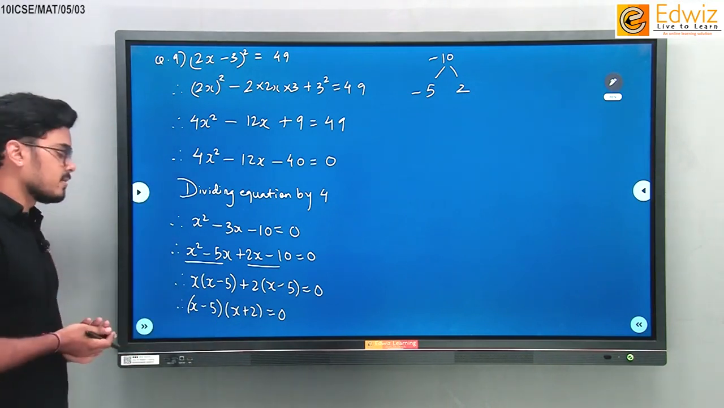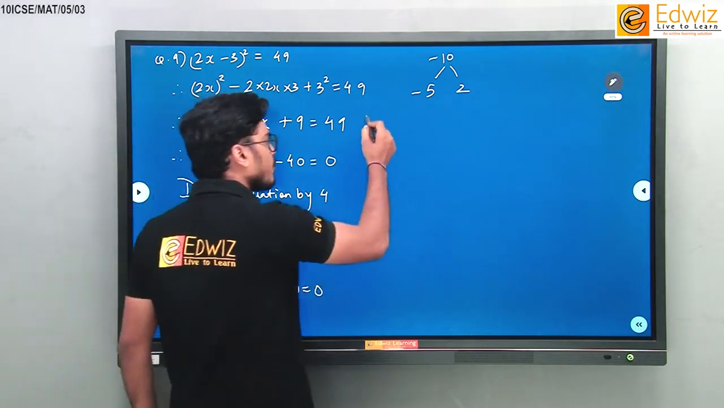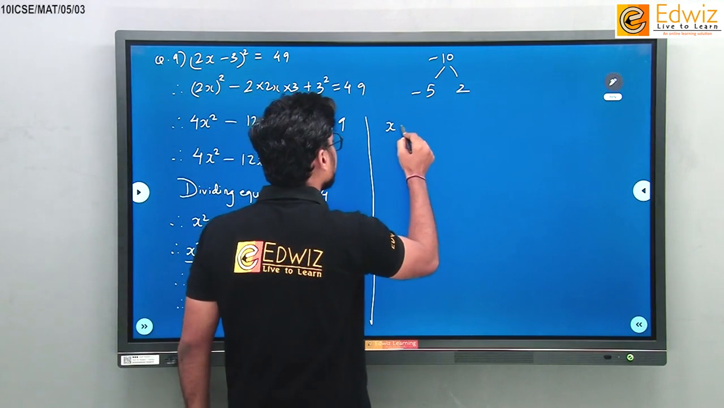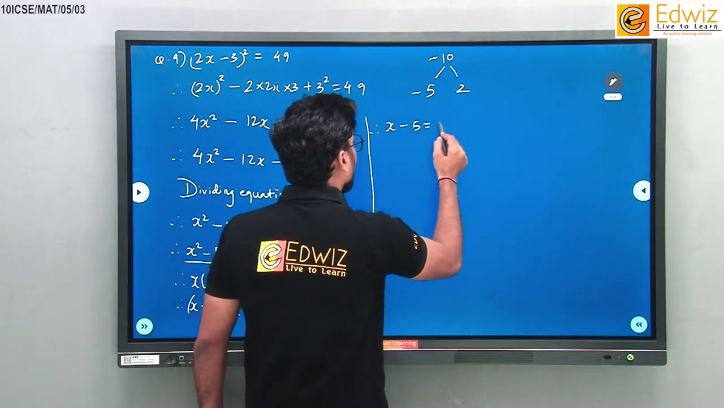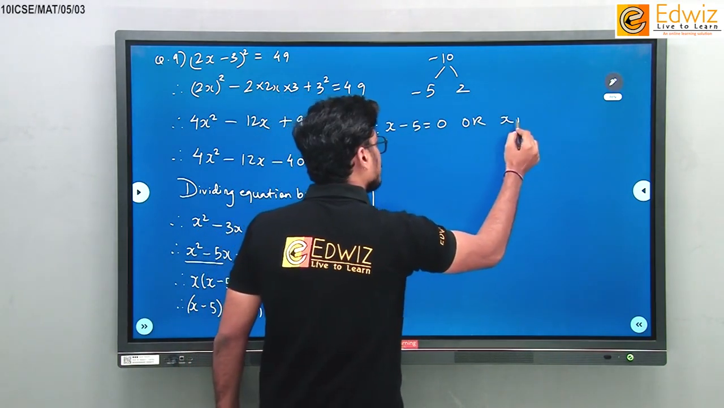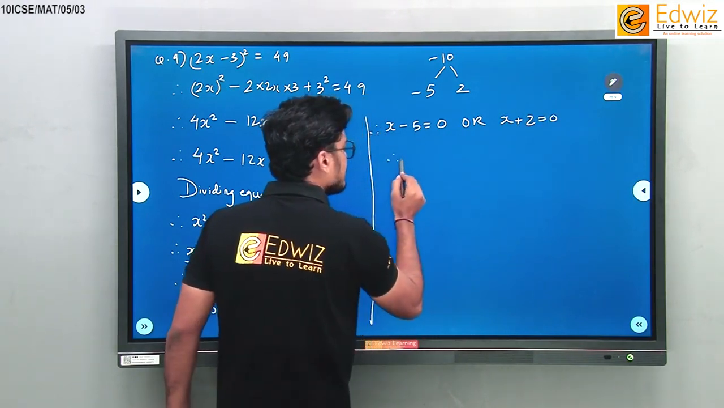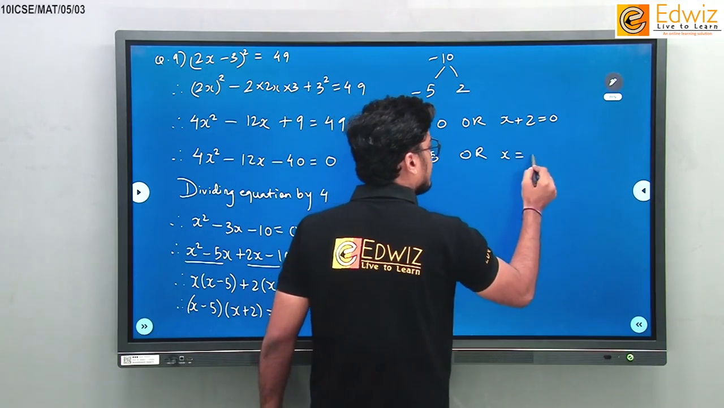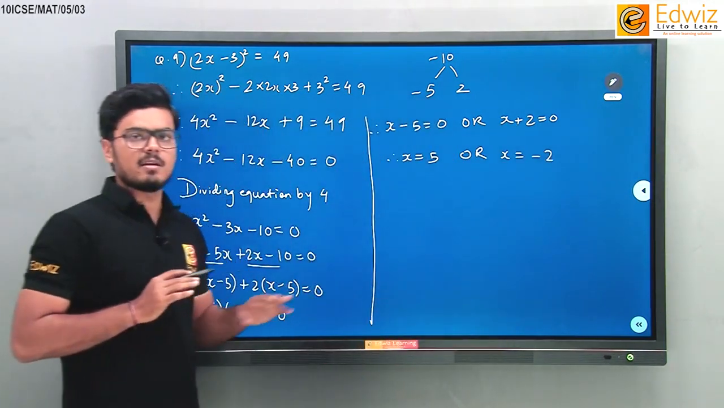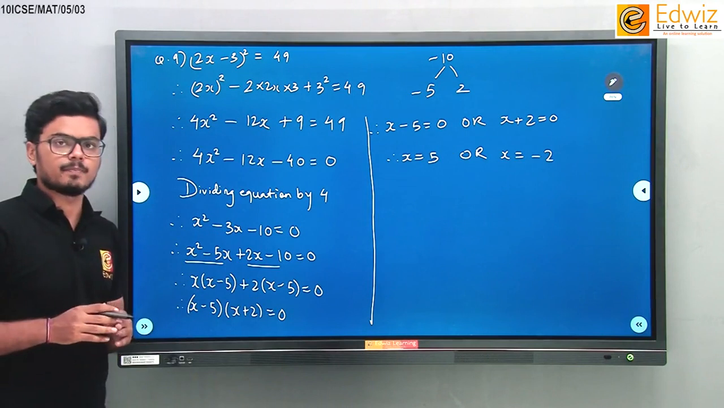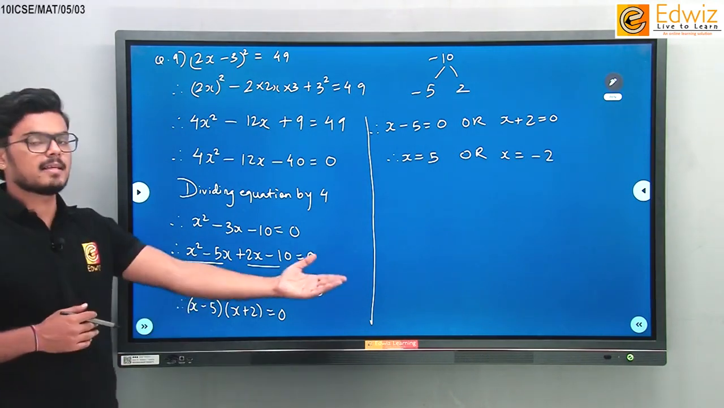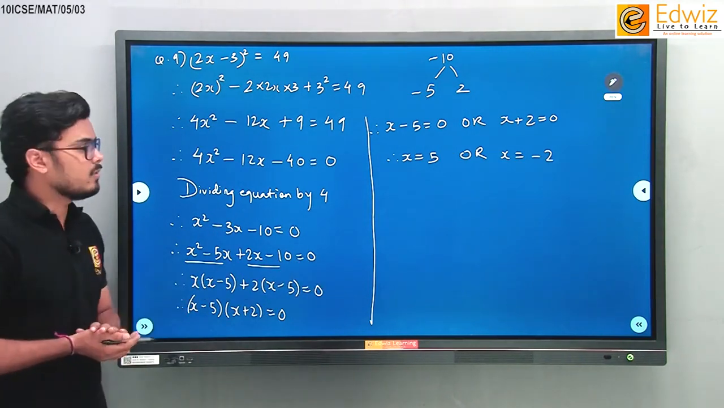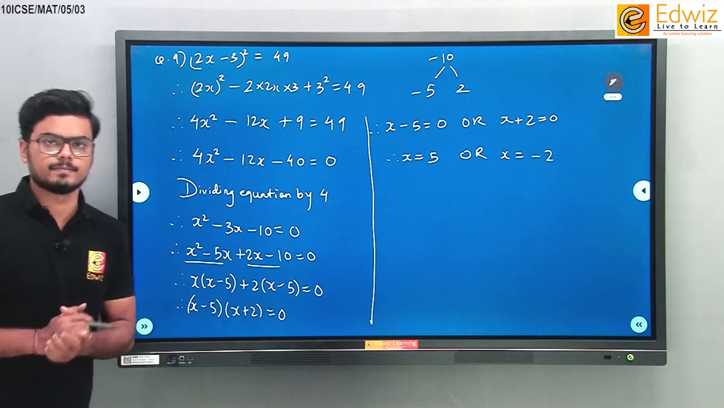So these are our factors. Now by using the zero product rule, either x minus 5 is 0 or x plus 2 is 0. That means either x will be 5 or it will be minus 2. Okay, this is our final solution for question number 9. I hope you understood this. Let us take 30 seconds so you can note this down, then we'll move on to the next question.